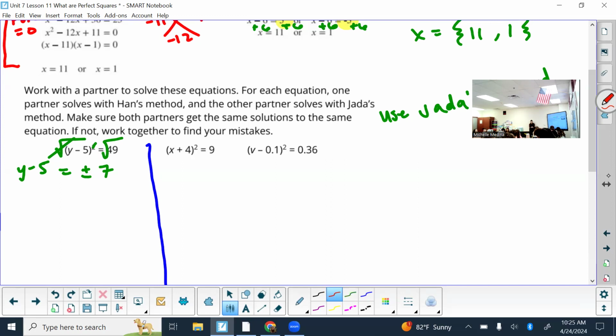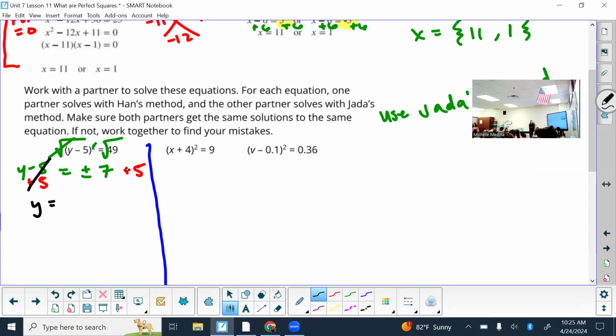What's opposite of subtracting 5? Whatever you do on one side. And if you want to do what Jada did and make it 2 separate problems to solve, that's fine. I like to save room, especially when I'm only working with this much room. So just remember to solve for both cases with the plus and minus sign.